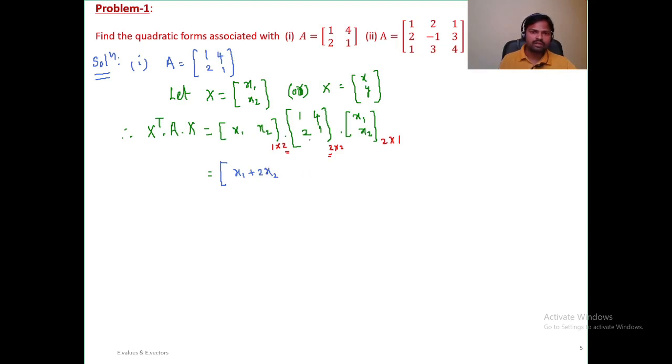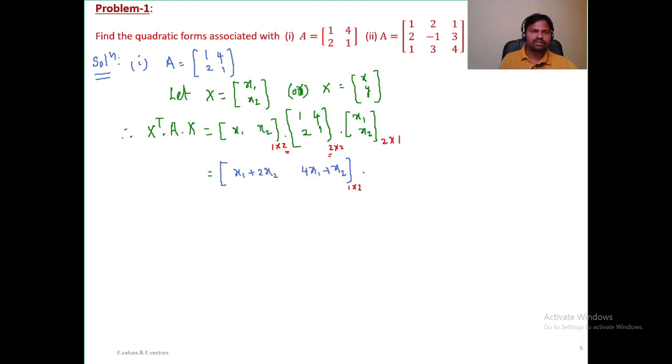Next entry, with the second column: 4x1 plus x2. What is its order? This order is 1 by 2. Look at the resultant matrix, the order is 1 by 2. So 2 is out, 1 by 2 I got. So this matrix multiplication is over.